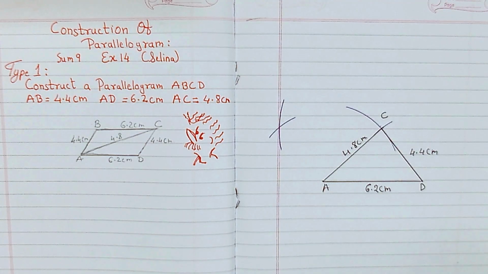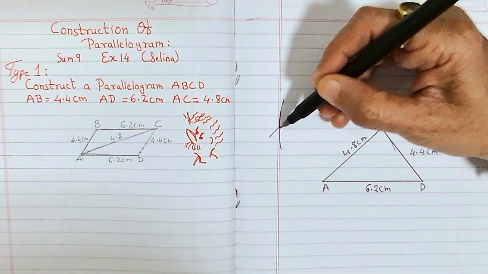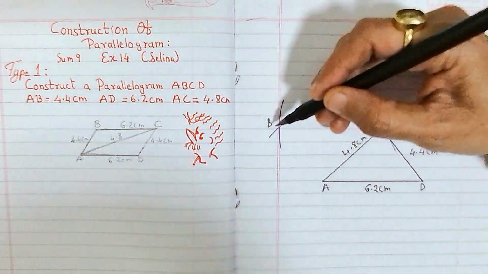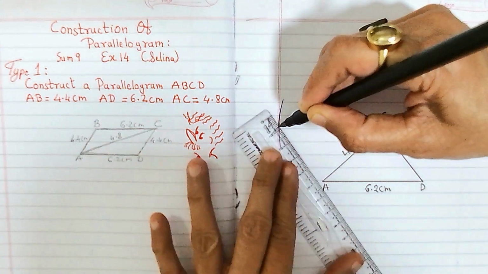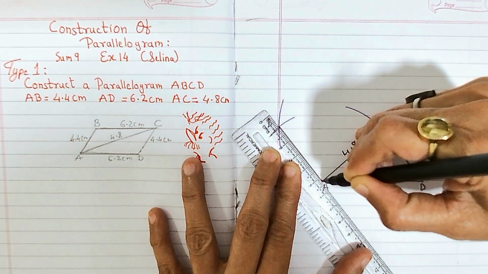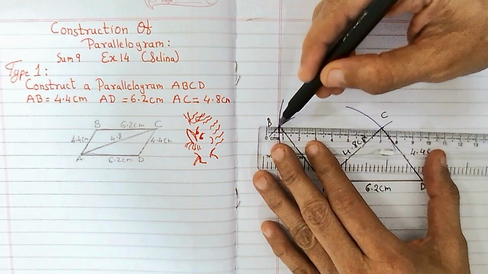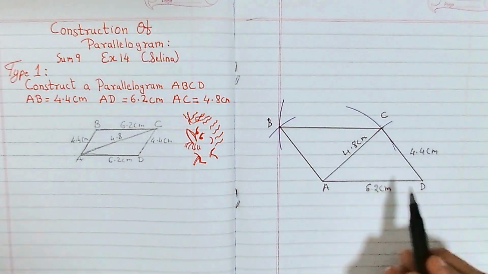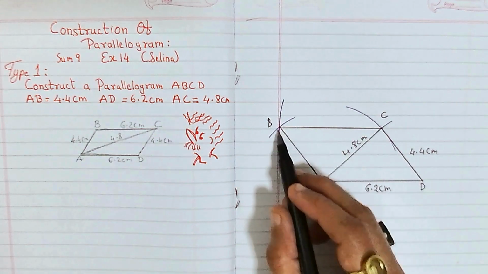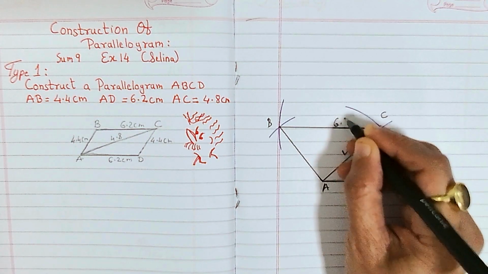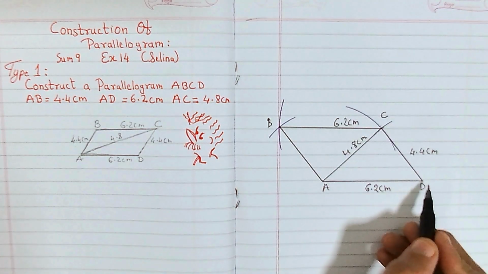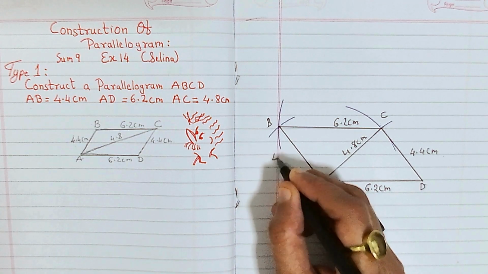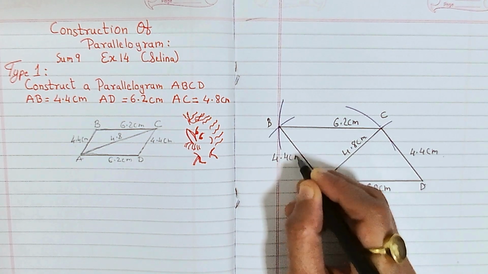Here we get point B. Join point B and A, and join B and C. So here AD is 6.2, BC is 6.2. Opposite sides are equal. DC is 4.4, so AB will be 4.4 centimeter.